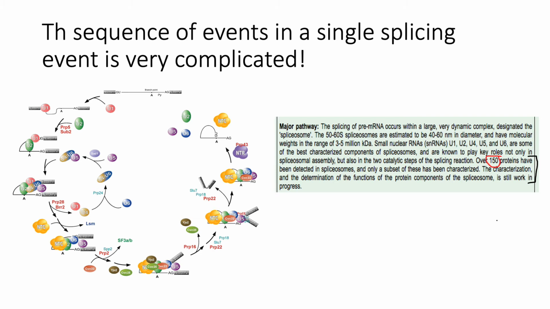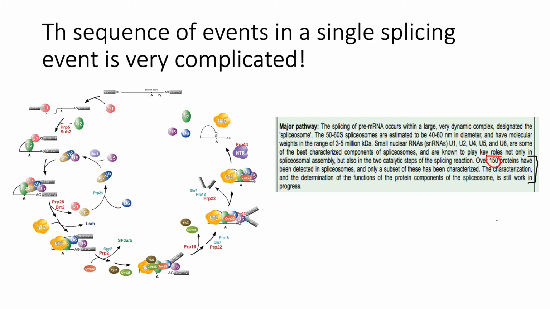The 50 to 60 S spliceosomes are estimated to be 40 to 60 nanometers in diameter, have molecular weights in the range of 3 to 5 million. Small nuclear RNAs, U1, U2, U4, U5, U6, are some of the best characterized components of the spliceosome. It's easy to characterize RNA. Proteins are harder and known to play key roles not only in spliceosome assembly but also in the two catalytic steps of the splicing reaction.